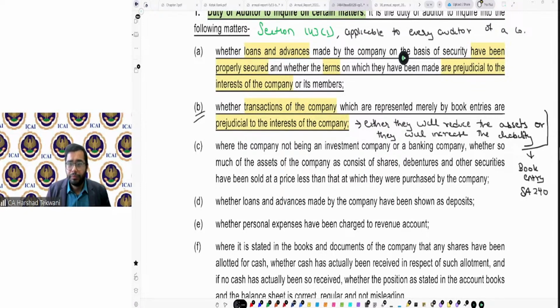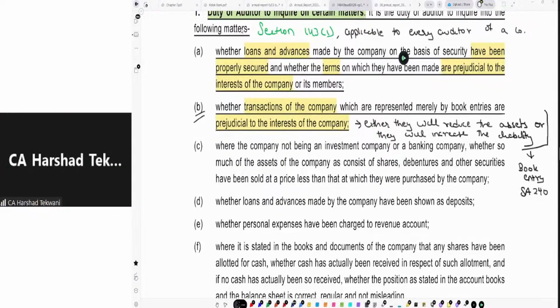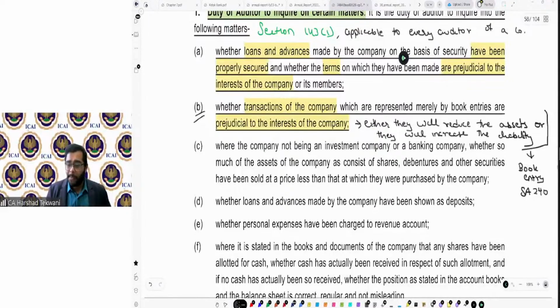Come on. Very good, Tanisha. Yes. Come on, guys. Why does SA 240 say that we need to test journal entries? Very good, Shruti. Come on, guys. We have already covered this portion. Very good, Mohammed.